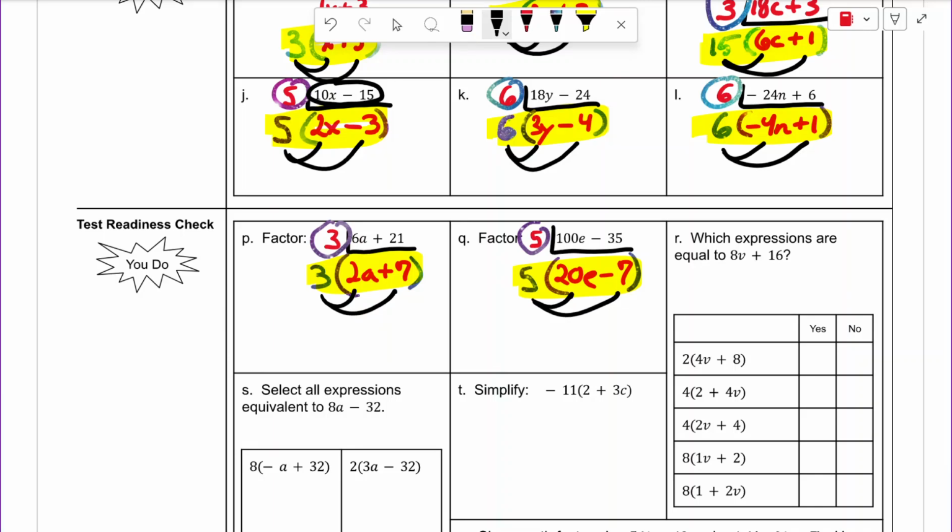Okay, we're going to go over to R now. Now R is a little different, so let's go over it before you begin. Here's R. It says which expressions are equal to 8v plus 16. So we have yes or no boxes, and you have to find out which one of these, there might be more than one, is equal to 8v plus 16. Now you might want to start off by doing your upside down cake method and find out the answer, but there might be other ones here that are also equal to this one. So pause the video and try it out.